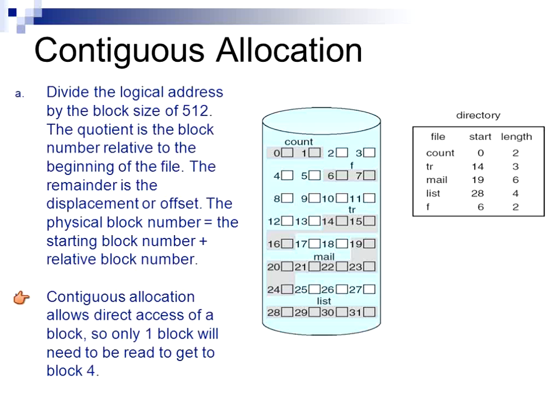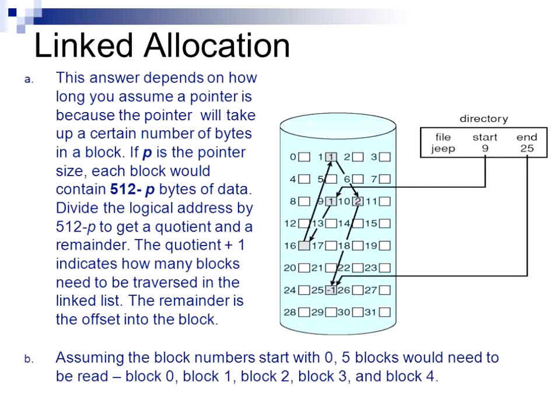So only one block would need to be read to get to block 4 if you have contiguous allocation, because you just look up the starting physical block number, you add the relative block number to that, and you would get the physical block number. Okay, any questions on contiguous allocation? Okay, moving on to linked.